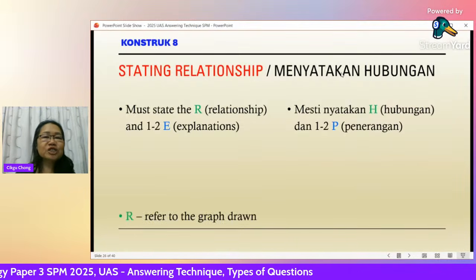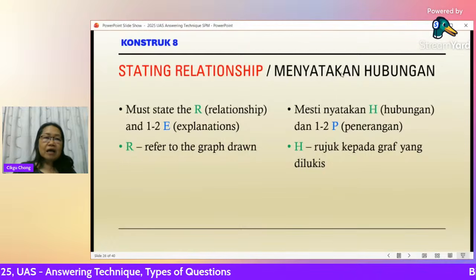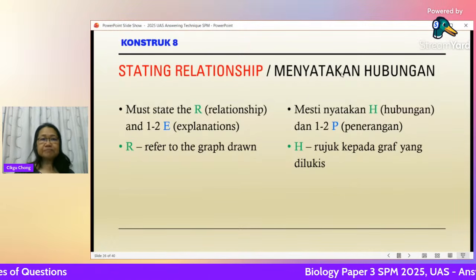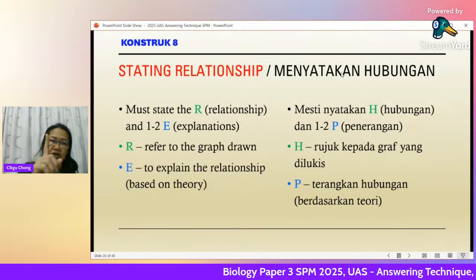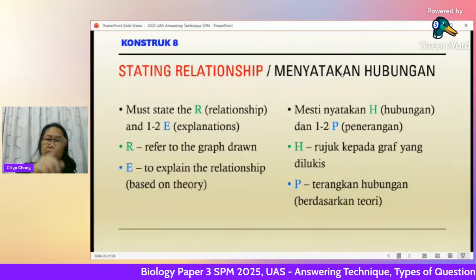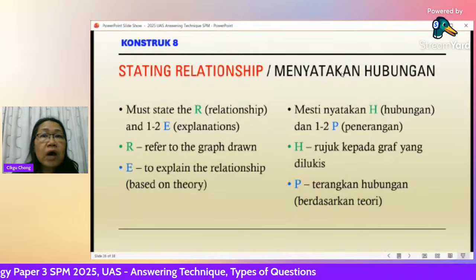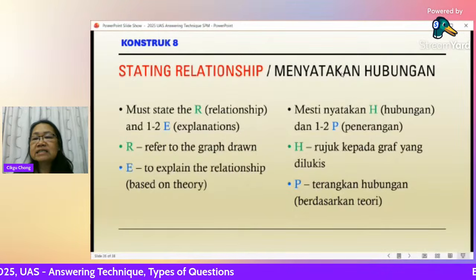Okay, state the relationship. How many marks? Sometimes 3 marks, sometimes 2 marks. Whatever it is, relationship is 1 mark. The next mark is to say the theory. Explain why. Why is the answer like that?